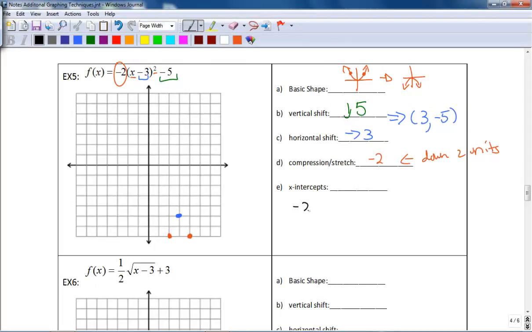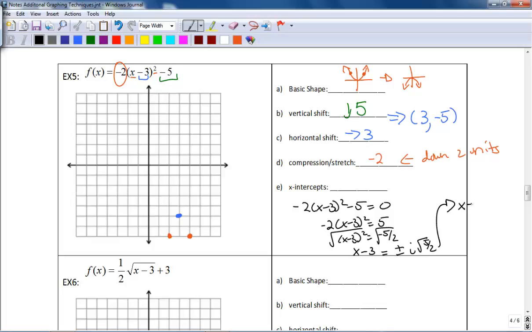Find your x-intercepts. Same thing, set the function equal to 0, solve it for x. So negative 2 times (x minus 3) squared equals 5. Divide by negative 2, and you get (x minus 3) squared is equal to negative 5 halves. Take the square root of both sides, and you get that x minus 3 is equal to plus or minus i square root of 5 halves. If I move up here, x is equal to 3 plus or minus i root 5 halves, but it makes me imaginary, so I don't have x-intercepts.